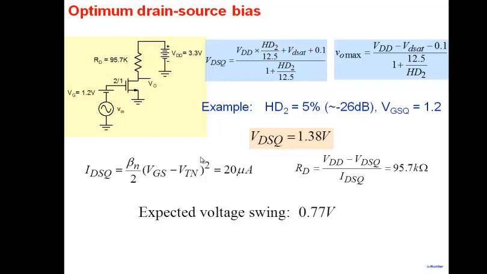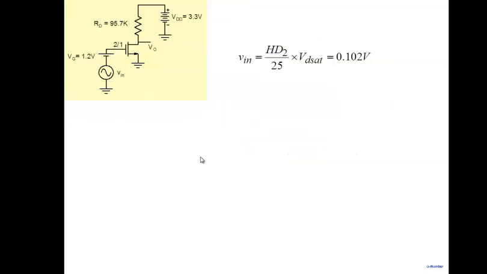But I'll come to that. When should you bias it in the middle? I'll come to that. There's a reason why you may still want to bias in the middle. So if you have a single one-stage amplifier like this, you should bias it at 1.38. Now let's simulate it again and see how well this works.